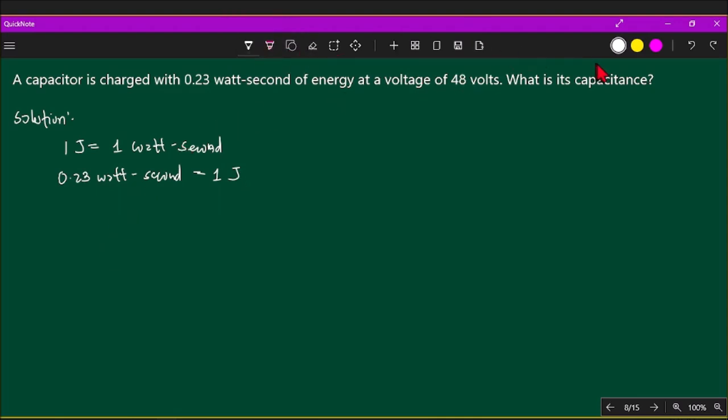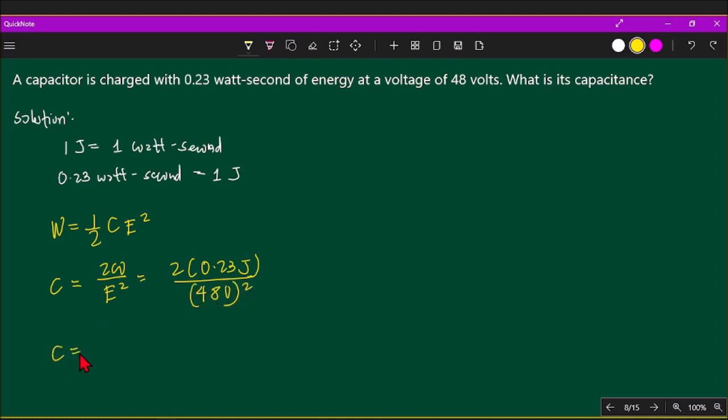So we need to find the capacitance. Using the formula, the work is equal to 1/2 times the capacitance times the voltage squared. We use this formula because the given are the work done and the voltage, and we are going to get the capacitance. By manipulating our formula, C is equal to 2W over E squared. Our W is 0.23 joule, then our voltage is 48 volts. We'll just square that one, so we will now have our capacitance.